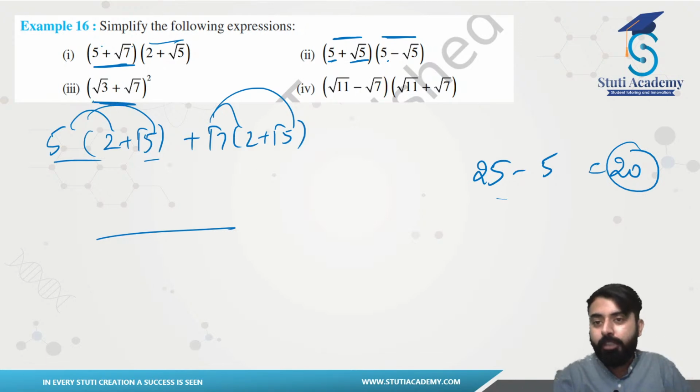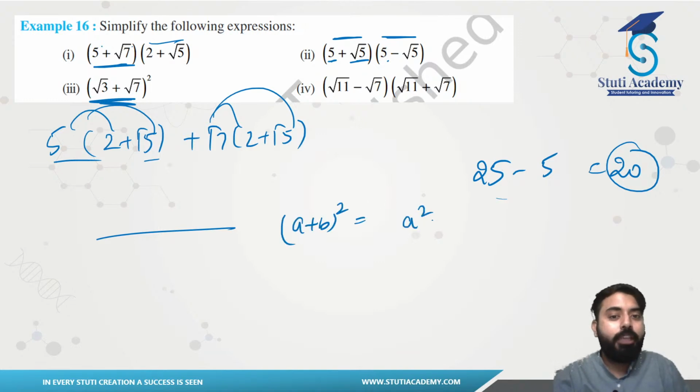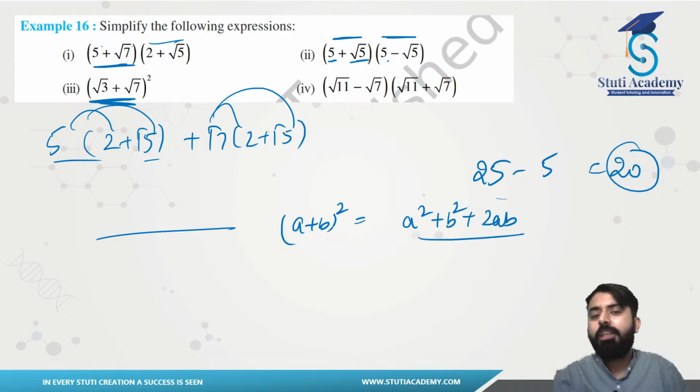You have this (a plus b) whole square. You remember that identity, right? (a plus b) whole square is, repeat after me, a square plus b square plus 2ab, right? So you can easily substitute the value here and you will get the answer.